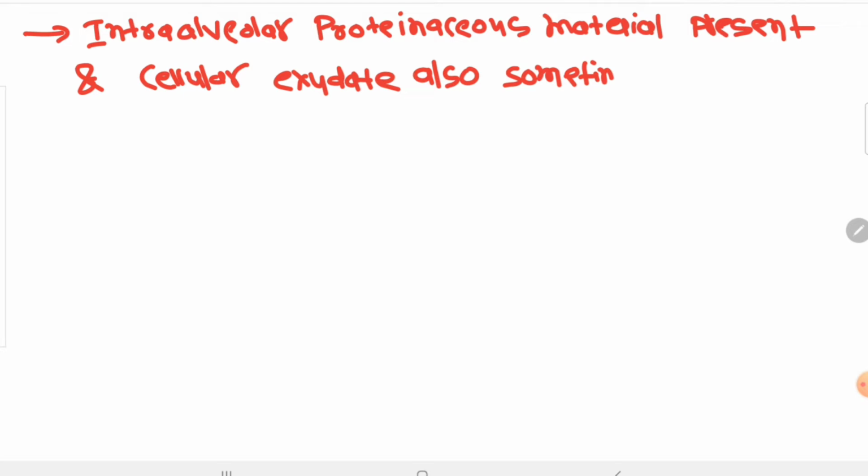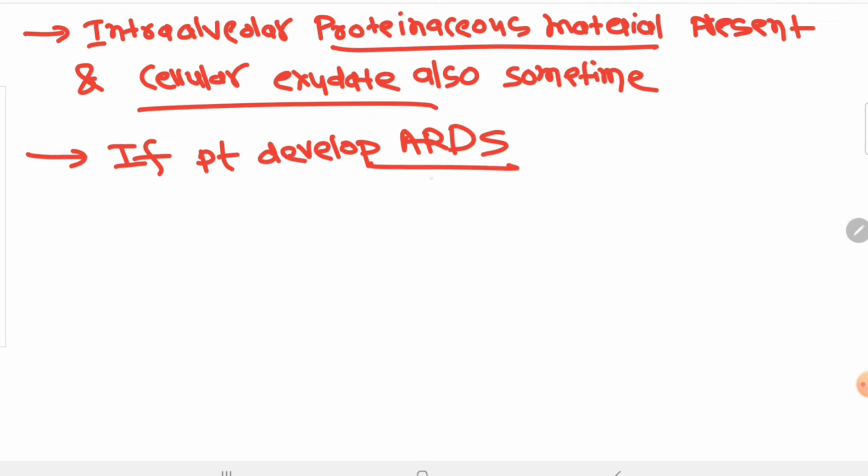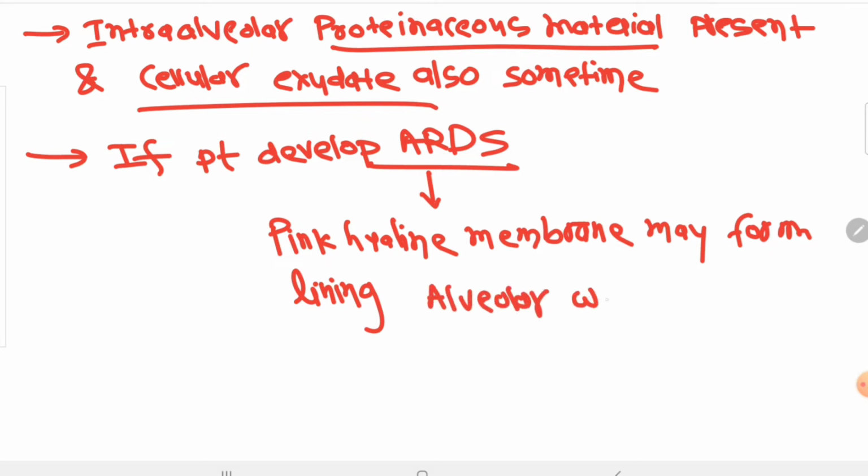And if viral pneumonia is severe, then the patient can develop acute respiratory distress syndrome, like in COVID viral pneumonia, right? And in ARDS, acute respiratory distress syndrome, there will be pink hyaline membrane formation that will line the alveolar wall. So lining the alveolar wall, there is a pink hyaline thick membrane if the patient develops ARDS. All right.